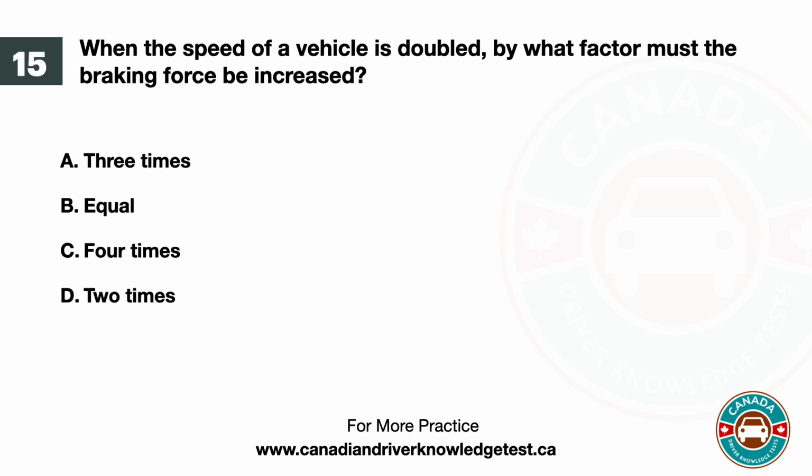Question 15. When the speed of a vehicle is doubled, by what factor must the braking force be increased? A. 3 times. B. Equal. C. 4 times. D. 2 times. The answer is C. 4 times.